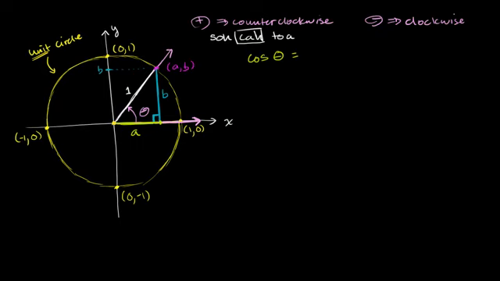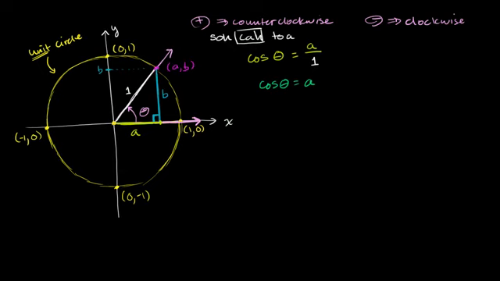So what's this going to be? The length of the adjacent side for this angle, the adjacent side has length A, so it's going to be equal to A over, what's the length of the hypotenuse? Well, that's just 1. So the cosine of theta is just equal to A. Let me write this down again. So the cosine of theta is just equal to A. It's equal to the x-coordinate of where this terminal side of the angle intersected the unit circle.